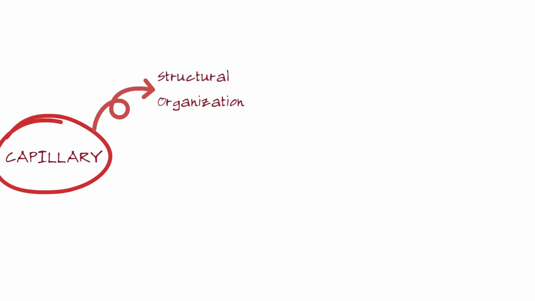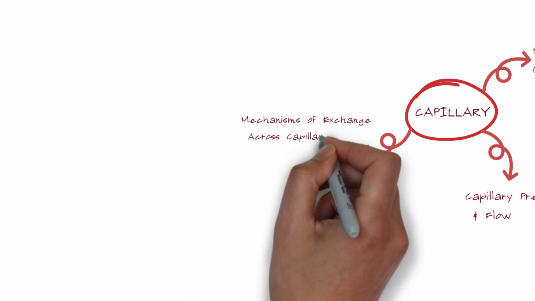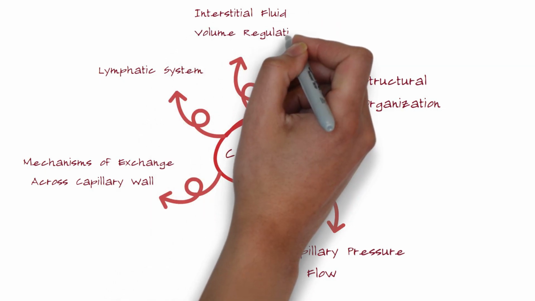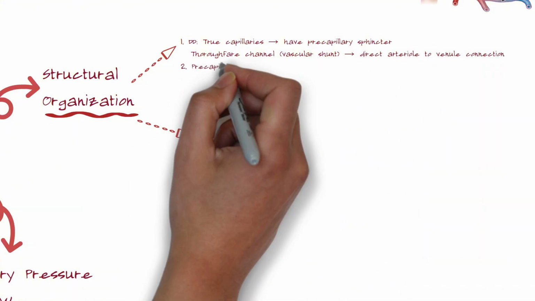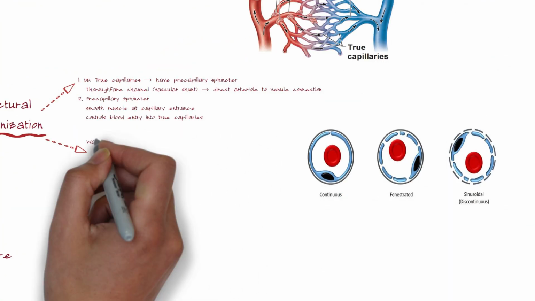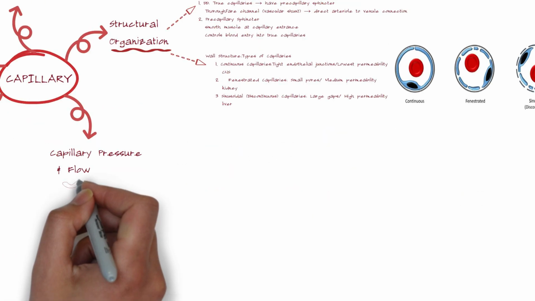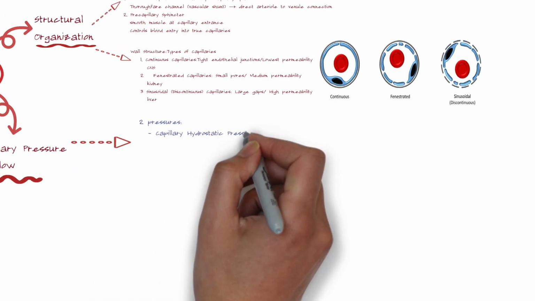Alright, let's quickly recap our memo map for the capillary today. First, we talked about the structural organization. We talked about the true capillary and thoroughfare channel, and then we talked about the three types of capillary according to the structure of the wall, whether continuous, fenestrated, or sinusoidal. Then we talked about the capillary pressure and flow, knowing the difference between hydrostatic and oncotic, and then we discussed the capillary flow with two important features, that it is slow and intermittent due to the precapillary sphincter.